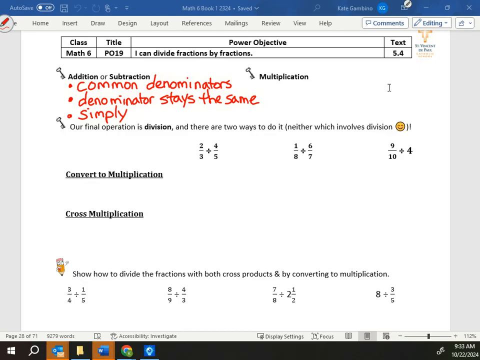Multiplying. What do we do? Bennett? I'm going to put simplify as our second reminder. What's the big thing we do when we multiply fractions? Nolan? Don't need a common denominator when multiplying. That's only adding or subtracting. When we multiply, what do we do, Lila? Multiply across.